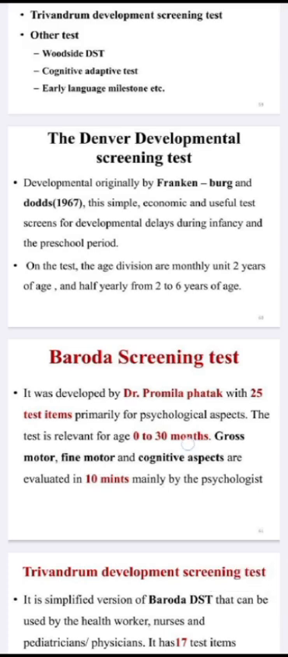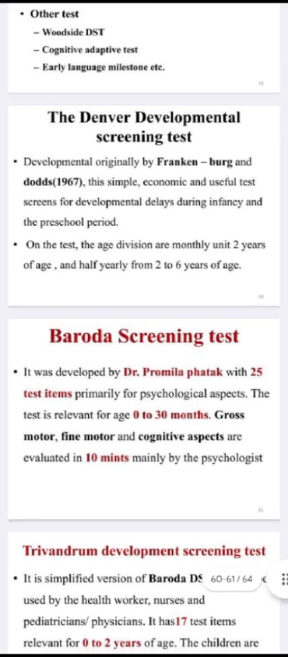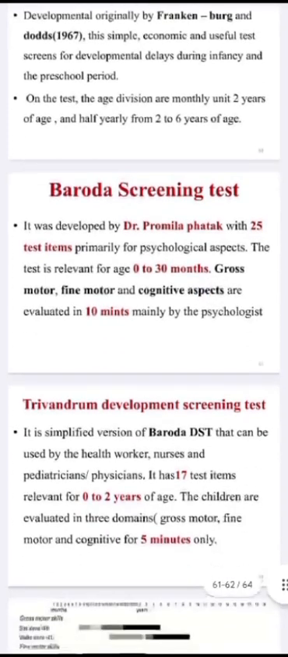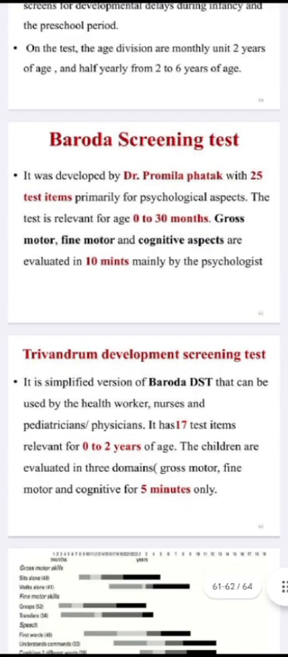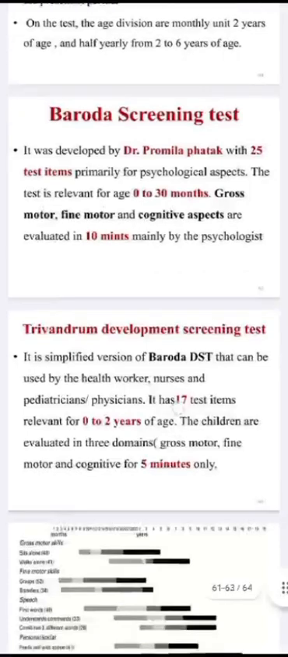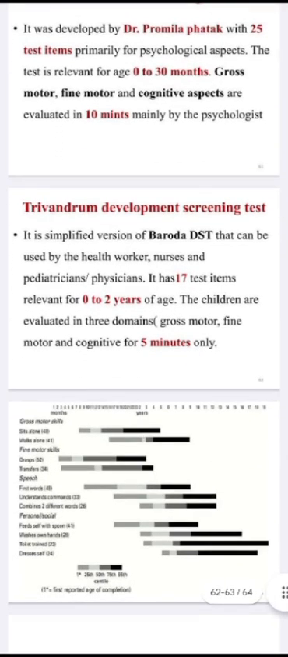The Denver Development Screening Test was developed originally by Frankenburg and Dodds in 1967, and this simple, economic, and useful test screens for developmental delays during infancy and the preschool period. On the test, the age divisions are mostly monthly up to 2 years of age and half-yearly from 2 to 6 years of age. The Baroda screening test was developed by Pramila Phatak with 25 test items, primarily psychological aspects, and this test is relevant for ages 0 to 30 months. Gross motor, fine motor, and cognitive aspects are evaluated in 10 minutes, mainly by a psychologist.